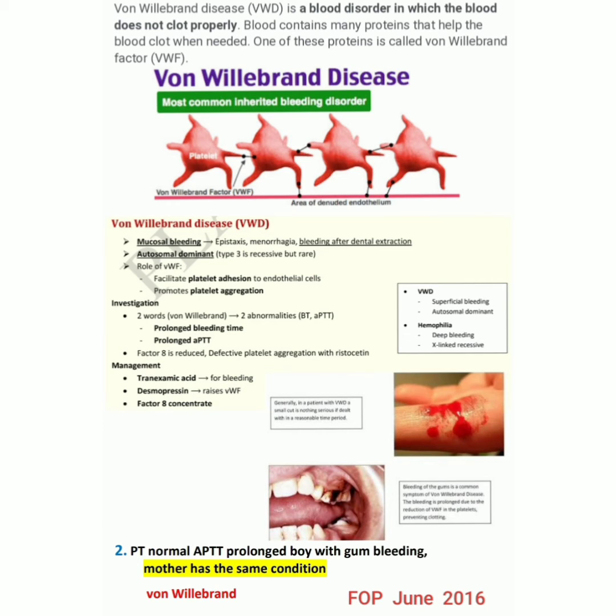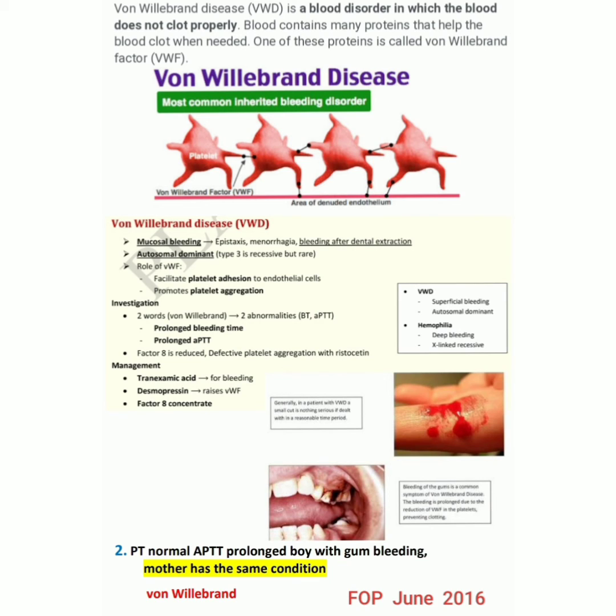Look at the right-sided box. In von Willebrand disease, there is superficial bleeding and it is an autosomal dominant condition. If we differentiate it from hemophilia, in hemophilia there is deep bleeding and it is an X-linked recessive condition. Look at the images, there is bleeding, there is gum bleeding.